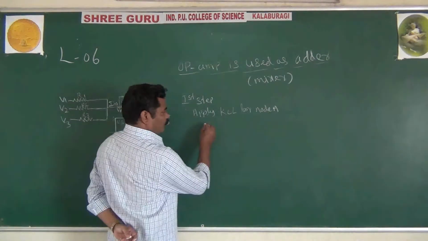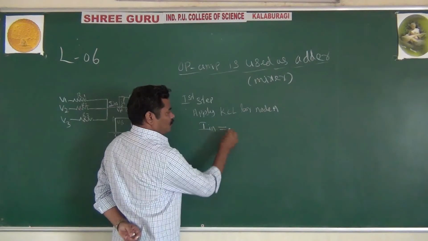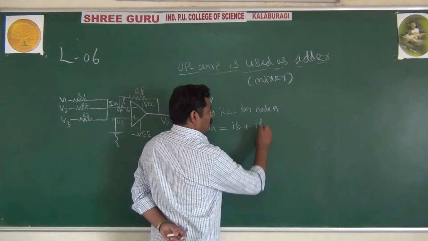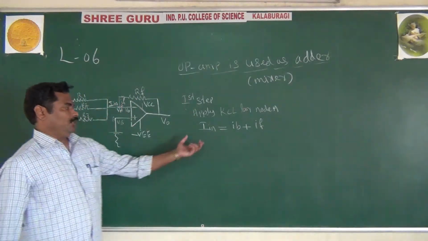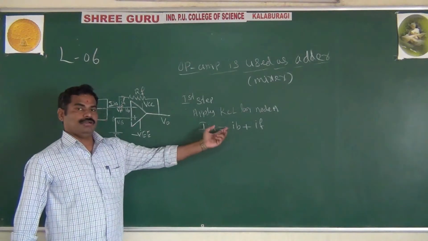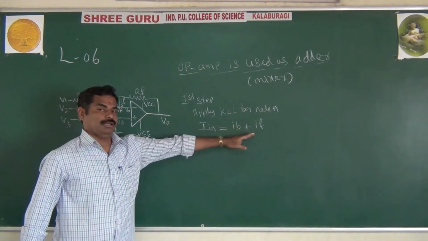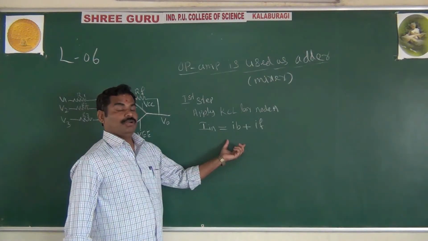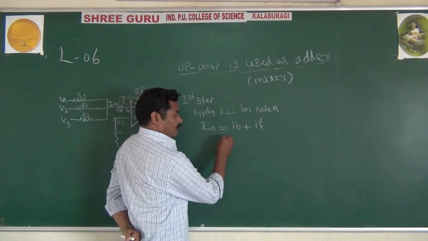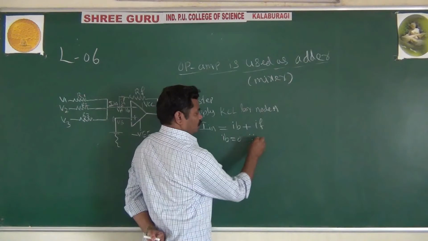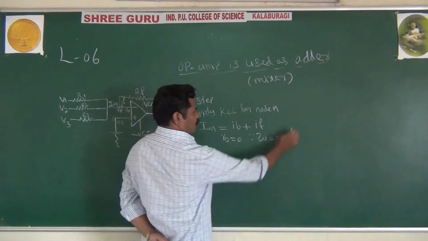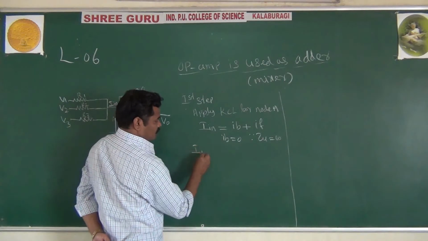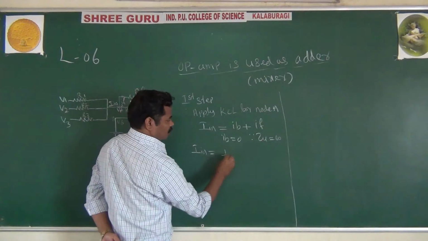IN is the input current, IB is nothing but the current moving into the op-amp, and IF is the feedback current. And as usual, IB is 0. Why IB 0? Because, as I said in the beginning, the input impedance ZI is infinity. So consider IB is 0, then we can substitute: IN equals only IF.